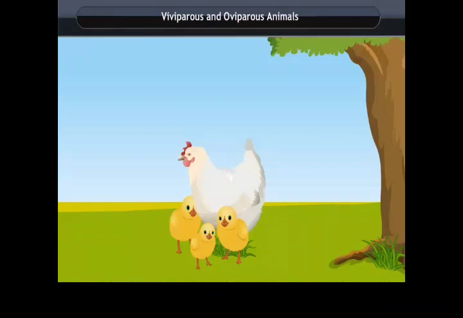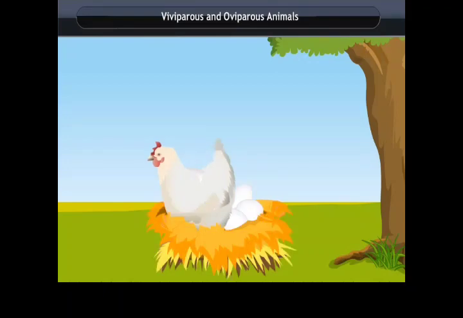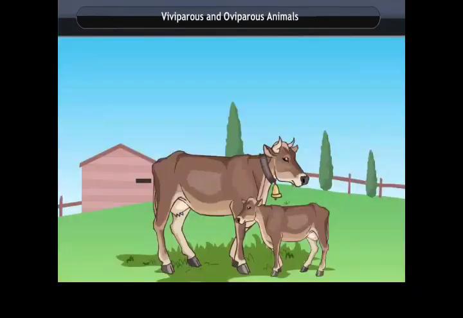Viviparous and oviparous animals. In hens, the fertilization is internal, but there is a difference in the development of the embryo. The hen lays eggs, unlike humans and cows. The fetus in mammals develops on the uterus wall. The eggs of the hen are shielded with a hard shell that protects it. After enough warmth is provided by the hen, the chick grows completely and the egg hatches. Such animals are called oviparous, while mammals such as cows and humans, which give birth to their young ones, are called viviparous.